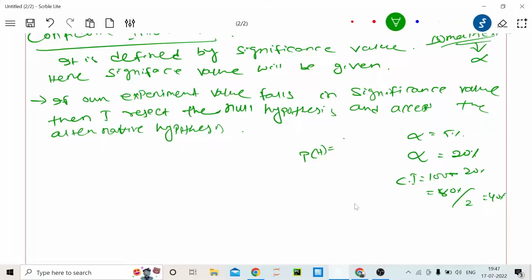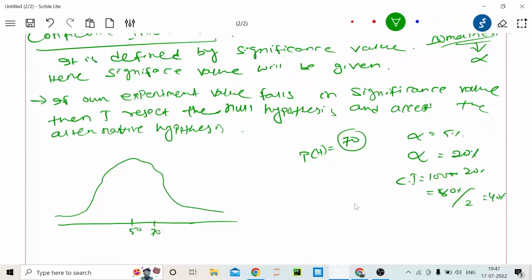Let's say we get a head 70 times. When we construct the distribution, it will look like this, and if this is our mean 50, let's say this is 70, this is 80, this is 90, this is 100, and this is 40, let's say 30, 20, 10 and 0.